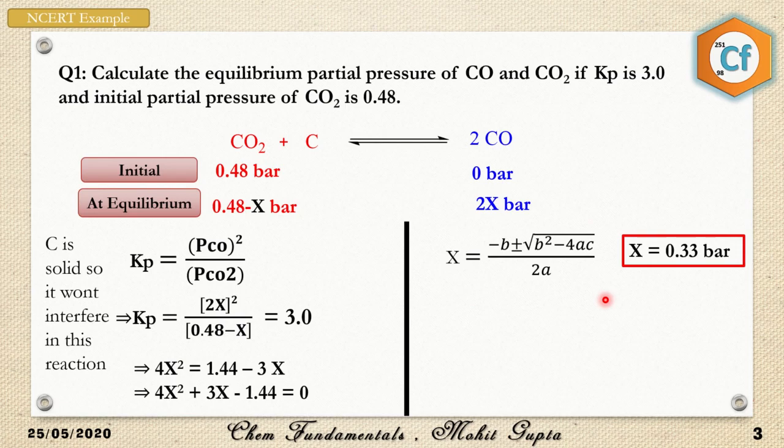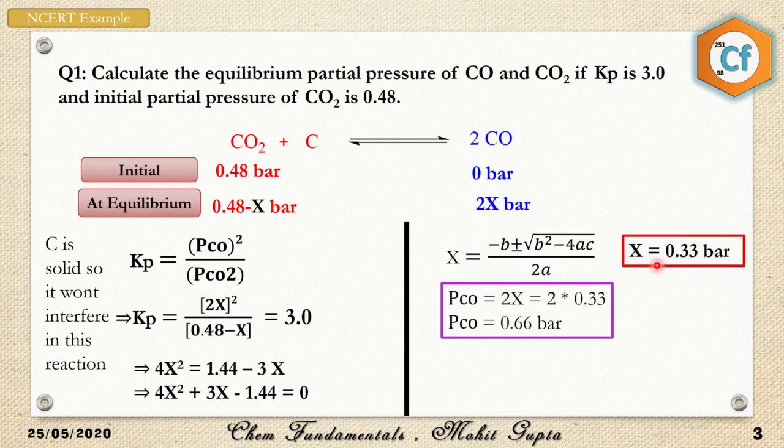On solving it, what you will get is x equals 0.33 bar. You will get two roots, one positive and the other negative. So you have to ignore the negative one because the concentration of a product cannot be negative. So you will choose the positive one, where x equals 0.33 bar. Now the pressure of carbon monoxide is 2x, so you have to multiply it by 2. You will get 0.66 bar.